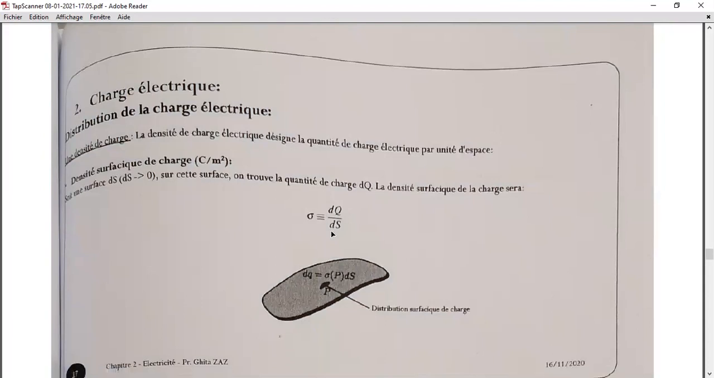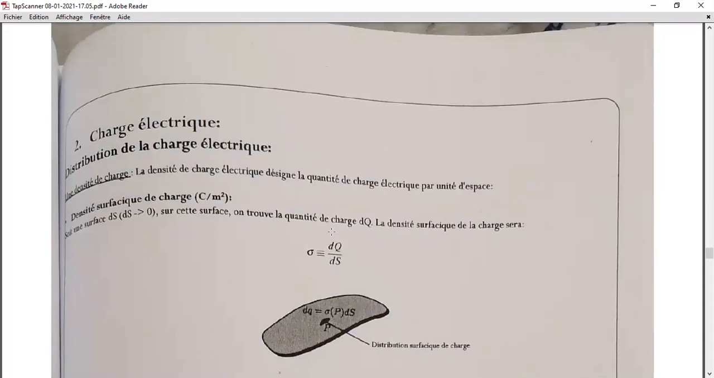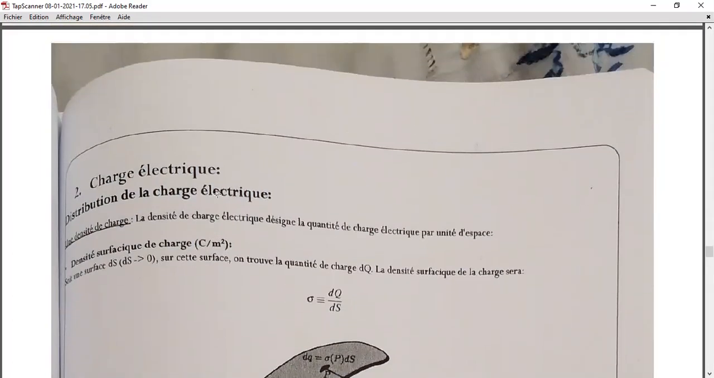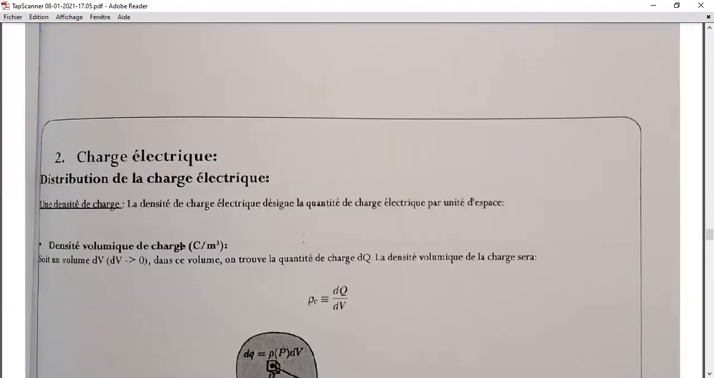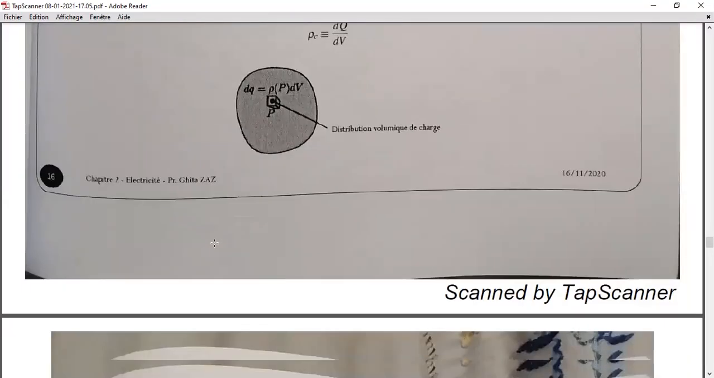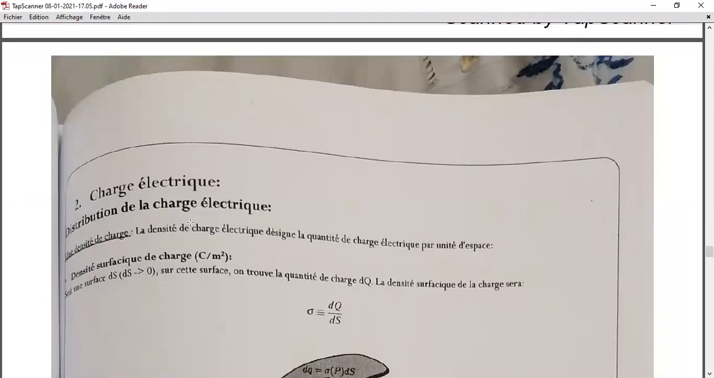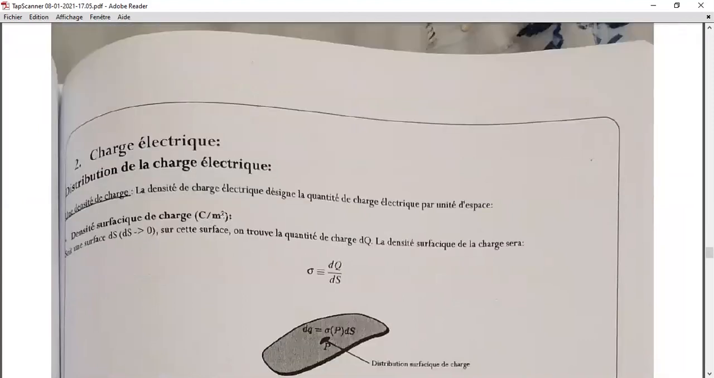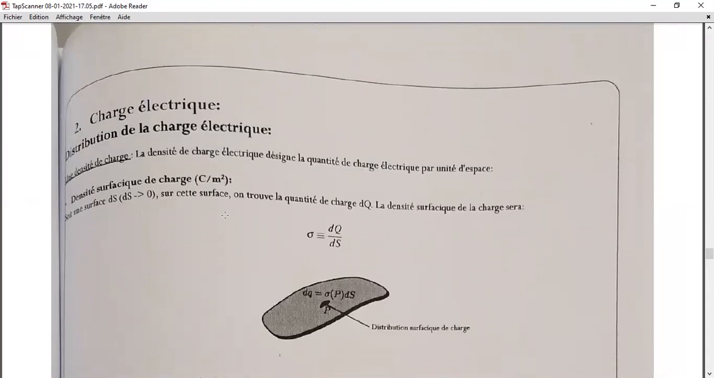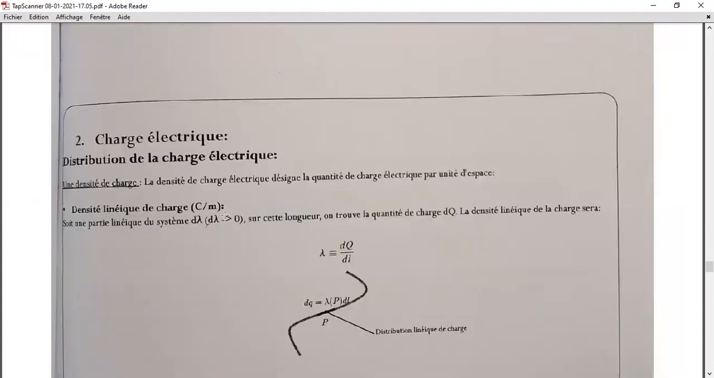I don't know if there's any question here. Each unit is coulomb per meter squared. If you check this one, you see coulomb per meter cube. This is volumic. Then for surfacic it is coulomb per meter squared. Those are easy units when you find your answers. If you do questions, that's when you understand them more and more.